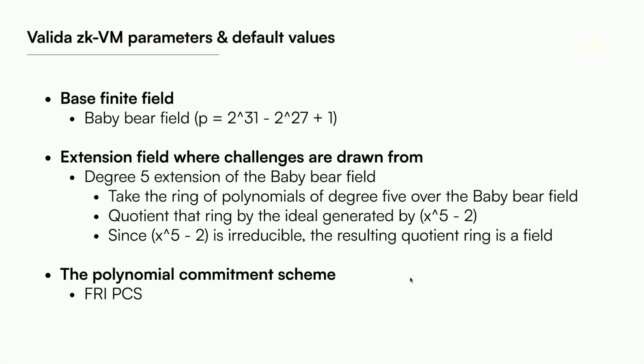And then the system that we use to commit to polynomials, the core cryptographic primitive, is FRI. This is what's used in all STARK systems and is really by far the fastest polynomial commitment scheme out there today.